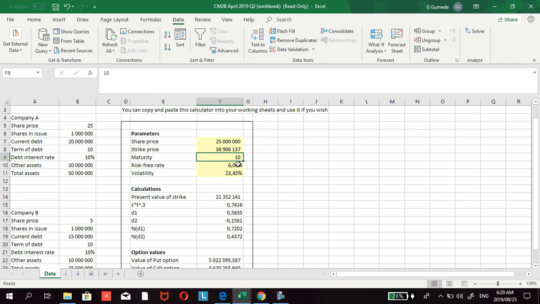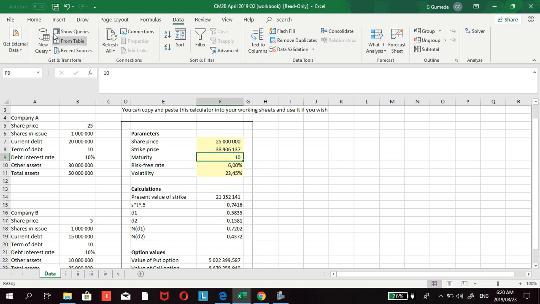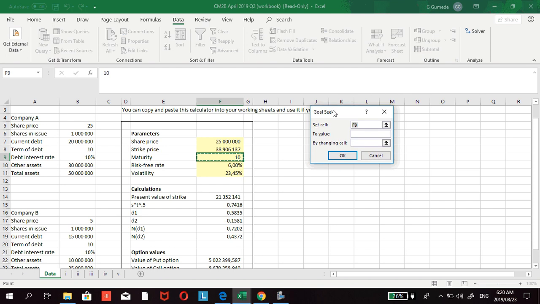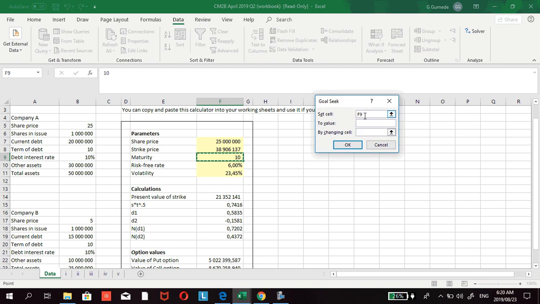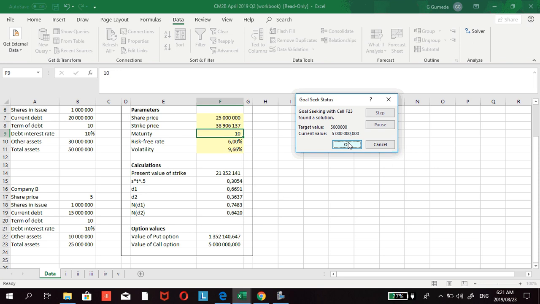Maturity is 10, risk-free rate. I'm going to goal seek my volatility. I'm going to use this one here. Okay, now I'm ready to goal seek. It's the same thing I was doing for company A, but now just different share prices and strike price. So I'm going to go to data, what if analysis, and press goal seek there. Now I want to set this cell here, which is the value of the call option, to be equal to what the shareholders of company B get, which is 5 times 1 million, which is 5 million pounds. So I'm going to have 5, 1, 2, 3, 1, 2, 3. Okay, and I'm going to change the volatility cell, and I'm going to press OK then. Okay, and there is my value here.